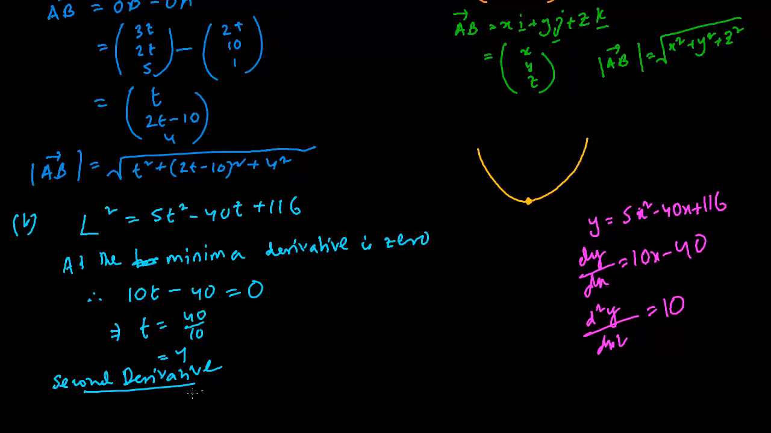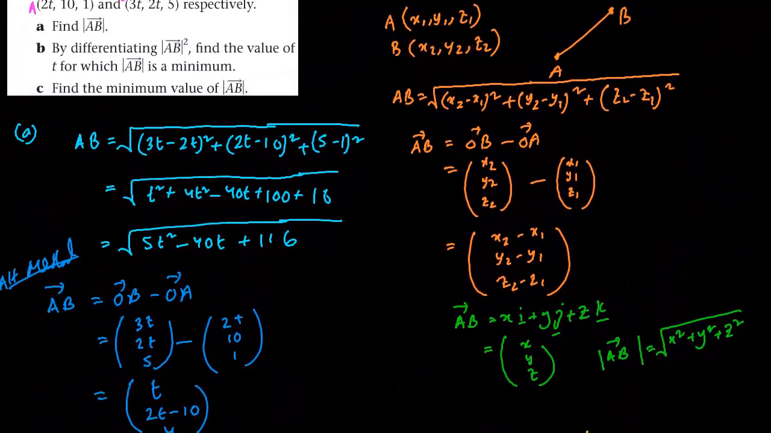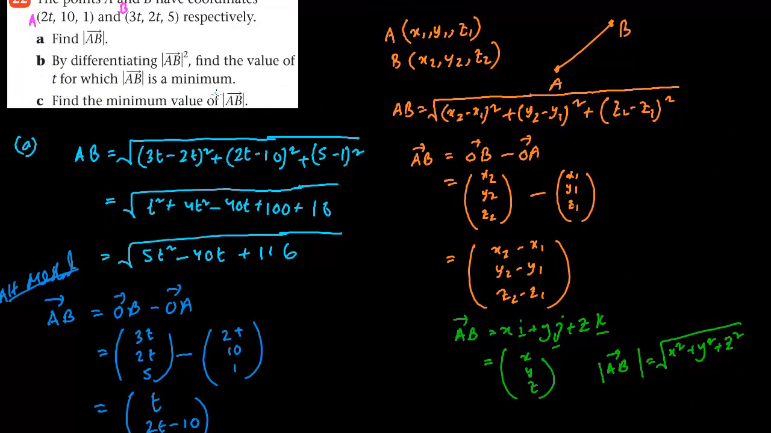So that means the second derivative is positive, meaning greater than 0, it is a minimum, meaning t equals 4 will give you the minimum value. That's it. And the next question is usually finding the length. So find the minimum value of this L, AB.